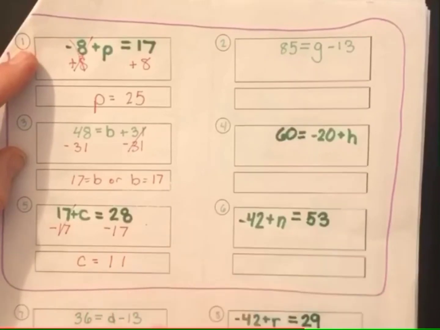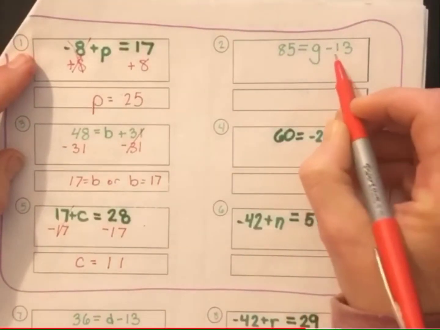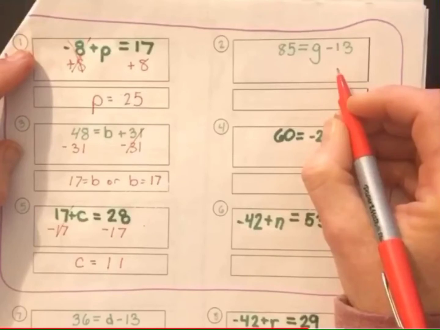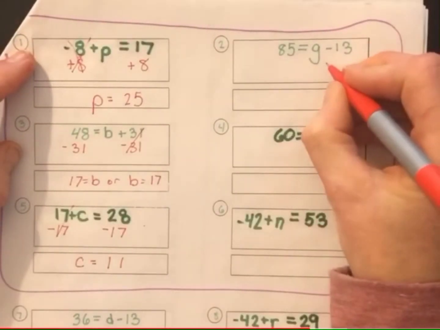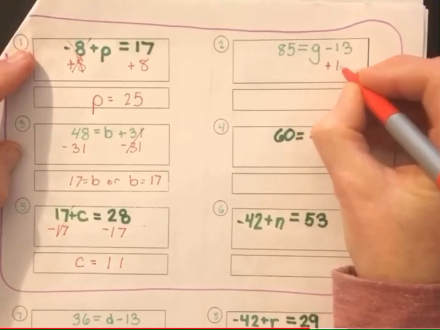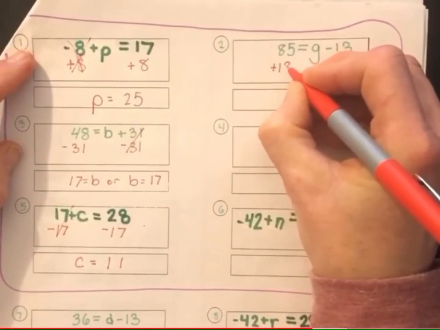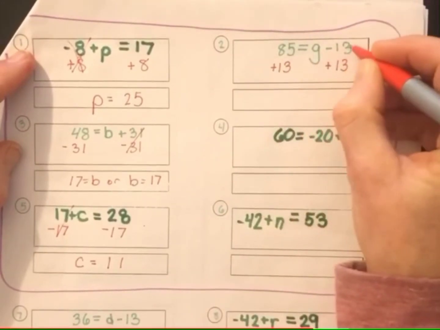Now, let's move on to number 2. 85 equals g minus 13. What's with g this time? A minus 13. To get rid of it, we'll do the opposite. The opposite of minus 13 is plus 13. Let's go ahead and add 13 to both sides.